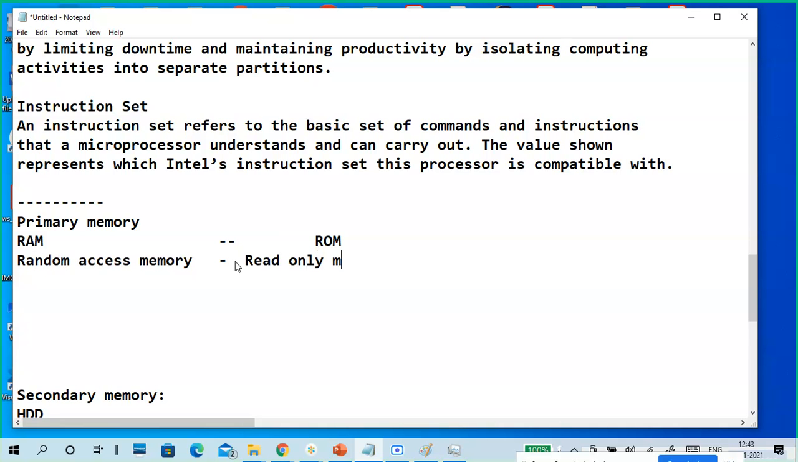Read only memory. Okay, it is a read only memory.